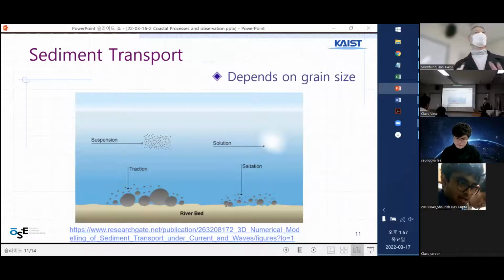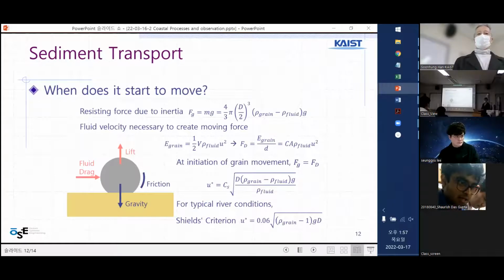So the color of the water is different due to this kind of solution. All suspension, smaller size, and sedimentation and traction, different names. The natural phenomenon. And there are equations. I cannot explain all this.